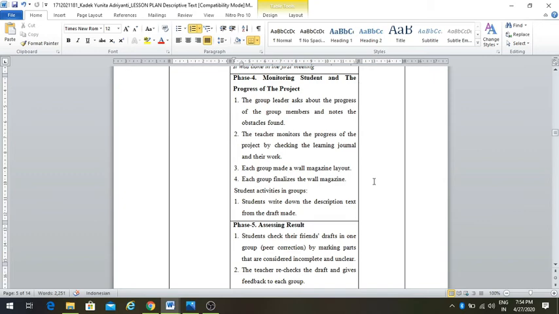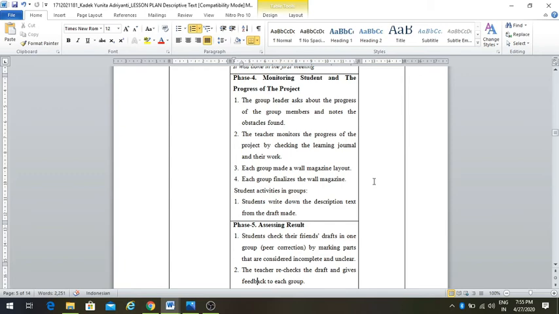So other students in one group are asked to check the draft that has been made and mark things that are incomplete or unclear. For example, the student who is responsible for making the descriptive text about an inspirational figure will check the draft of the student who is responsible for compiling the description of a favorite place, and so on. The teacher also rechecks the draft and gives feedback to each group. The teacher checks the draft again to ensure the quality of their writing before finalization.